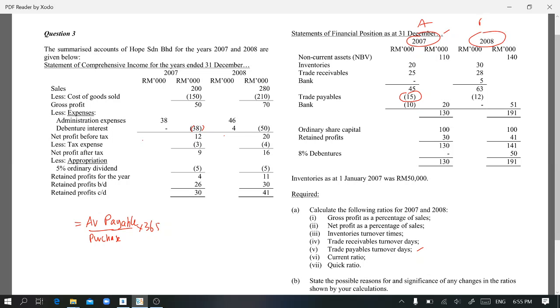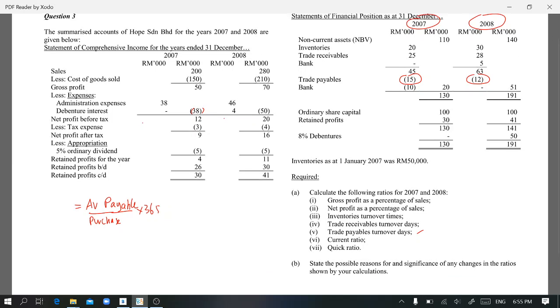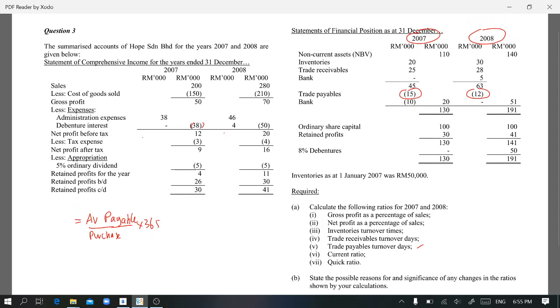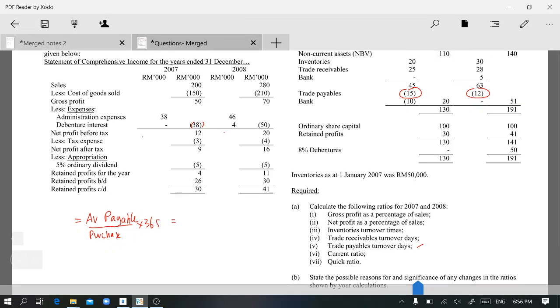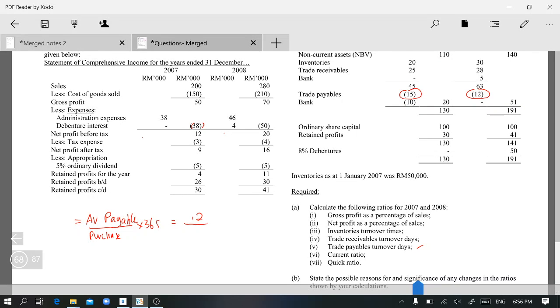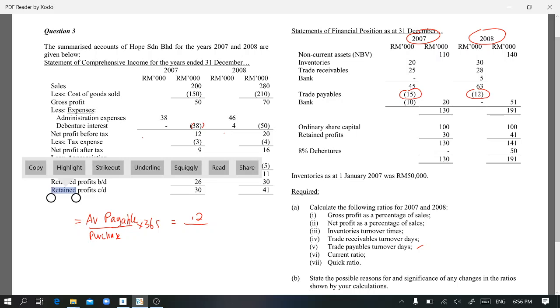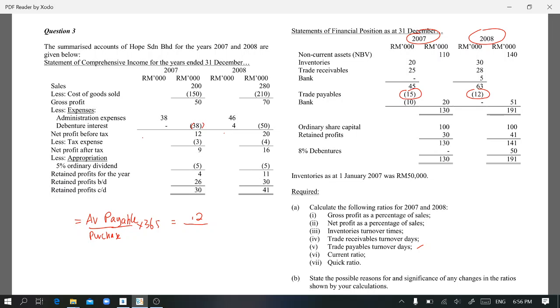Just now is company A, company B. This is 217, 218. So we have both here. So this is closing for 2008, closing for 2017. Okay. So do we have average? If you can't find average, then we take closing. So 2000 we have 12 divided by purchase. 12 divided by purchase. So do we have purchase?